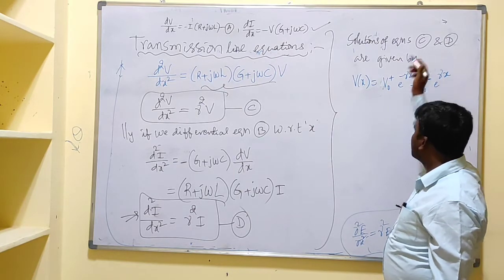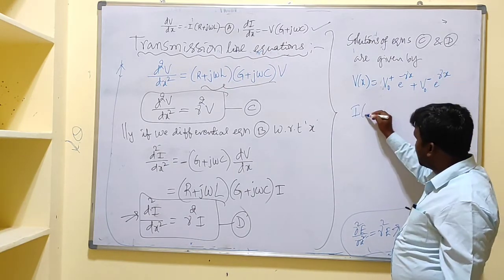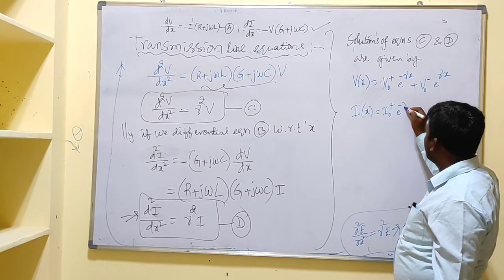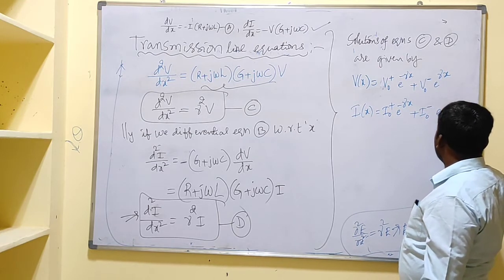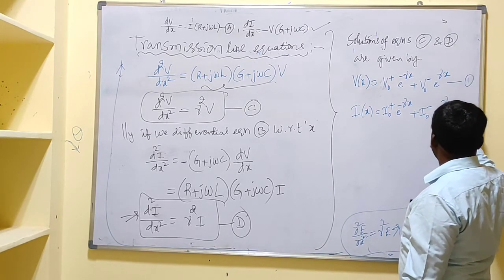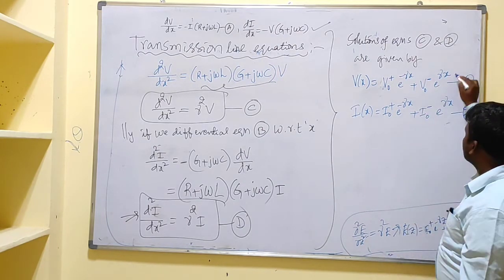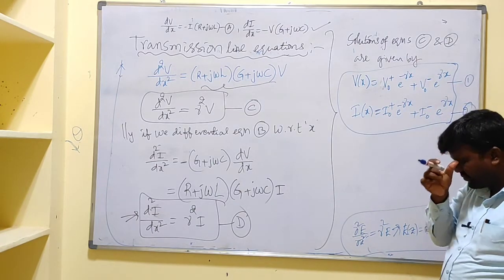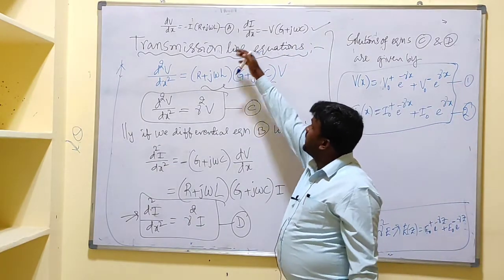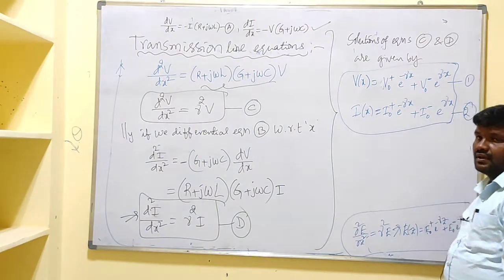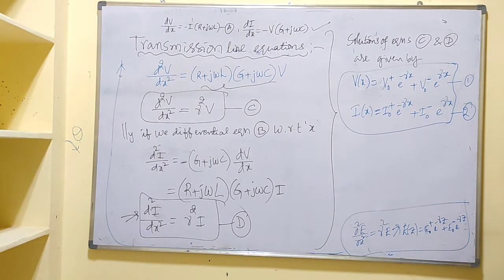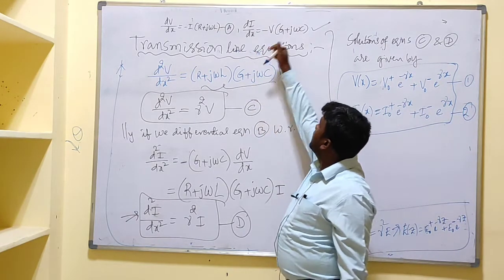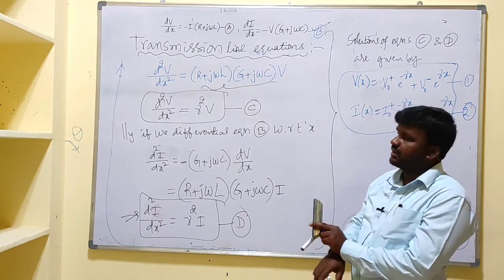Similarly, the solution of equation D is given by I of x equal to I naught plus e to the power minus gamma x plus I naught minus e to the power gamma x. Let us take this as equation 1 and equation 2. These two equations are important. Of course, A and B are also important. If you want to define the characteristic impedance, we need to go for equation A and equation B. We will discuss the characteristic impedance later.